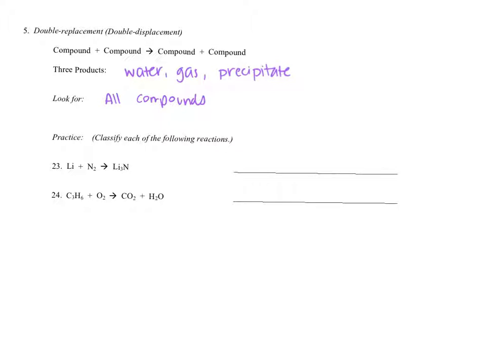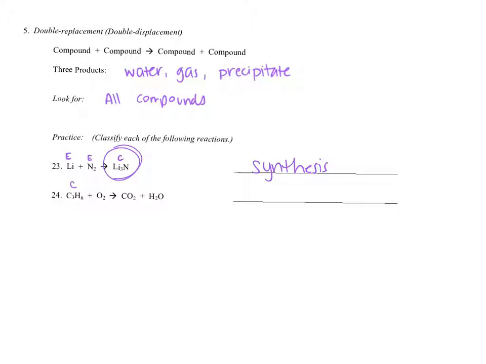As we start number 23, I think one of the easiest things to do is write on the top what you have. So Li, remember 1 capital letter is an element, and N2, 1 capital letter is an element, and then Li3N, 2 capital letters, is a compound. So if I look back in my notes, an element with a single compound has to be a synthesis reaction.